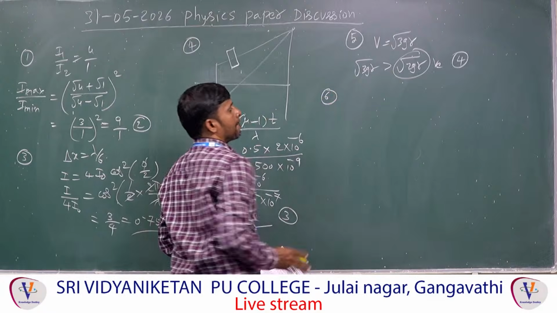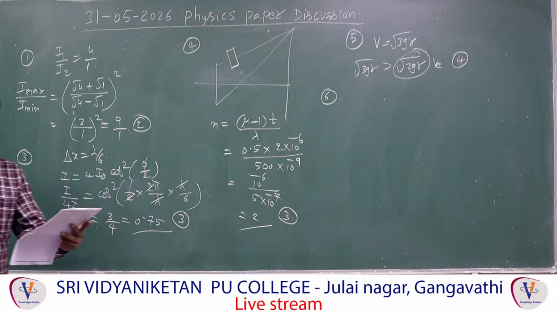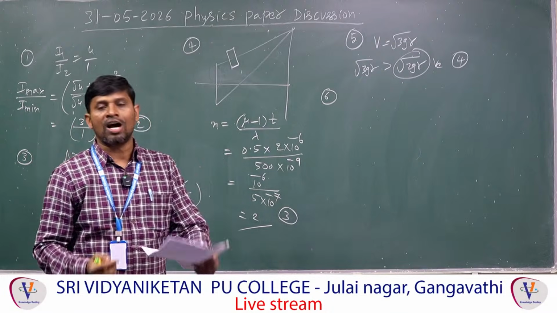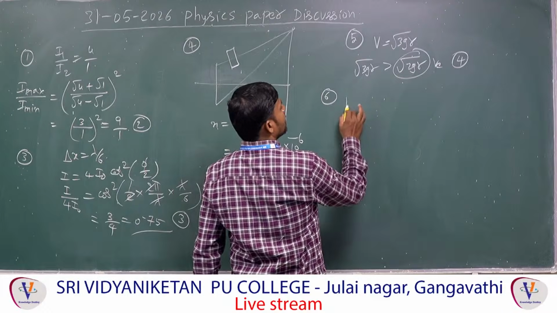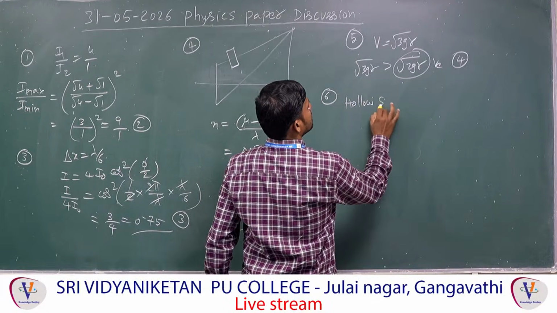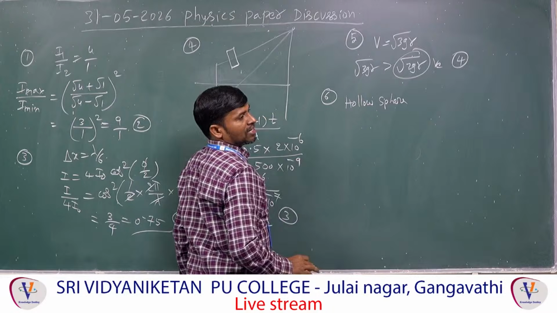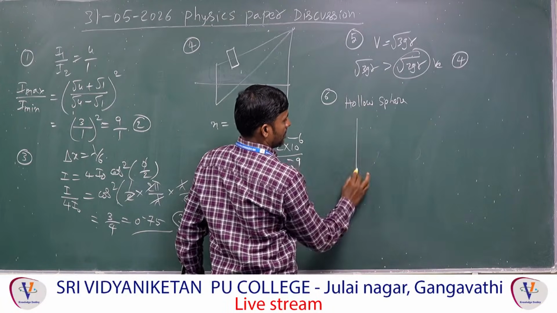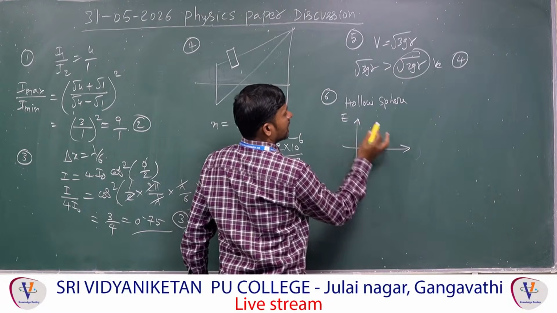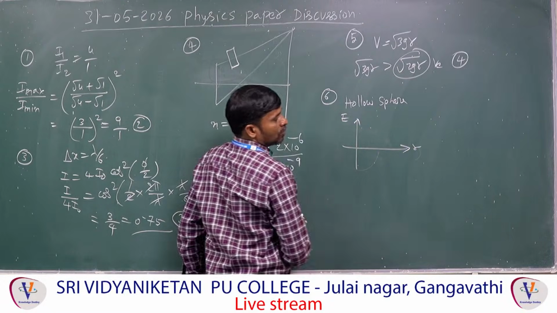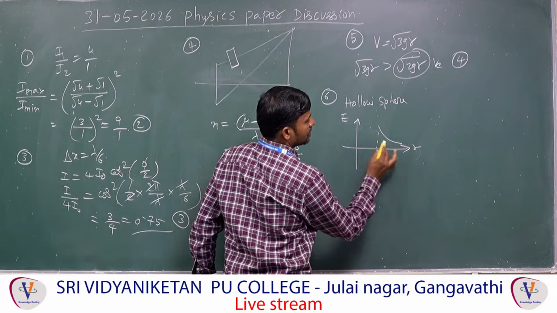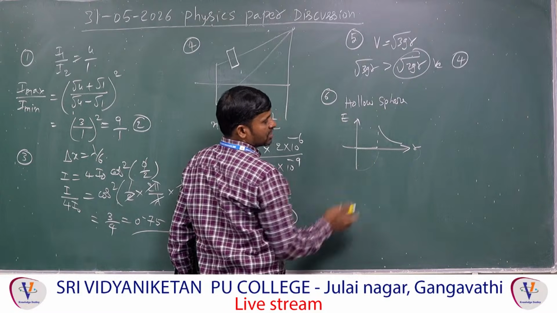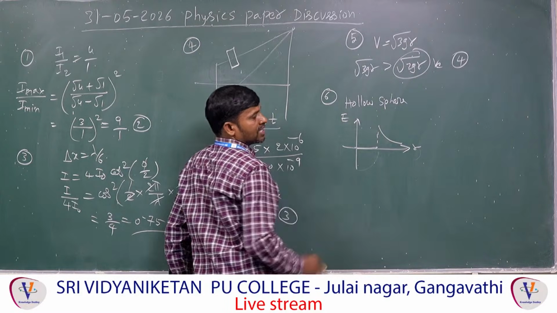Now sixth question. Match the following. In the previous class we explained the graphs, like the hollow sphere or spherical shell. For a spherical shell, this is the field graph against R. What is the graph shape? Only like this one, because inside there is no mass, so the gravitational field is 0.